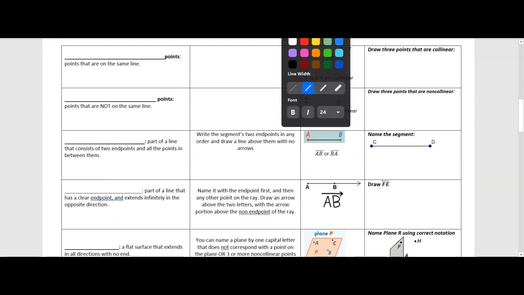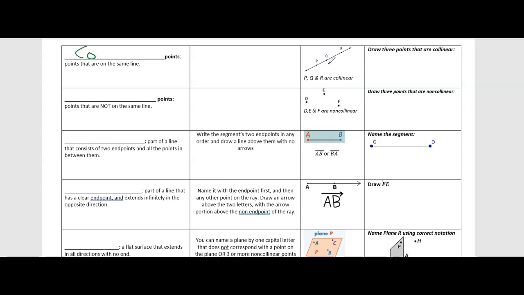Collinear points. These are points that lie on the same line. So you could think of it, if you can draw a line that connects all 3 points, those points are going to be collinear. So an example over here, here's 3 points, A, B, and C. And these are collinear because I can draw one line that connects all of them.